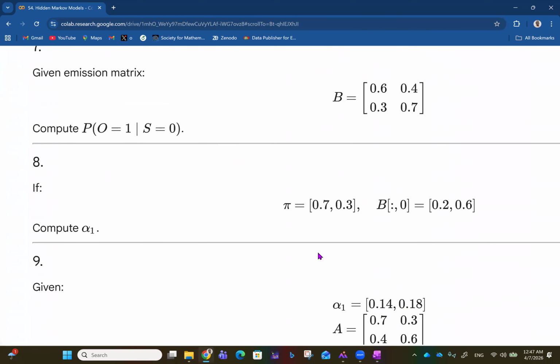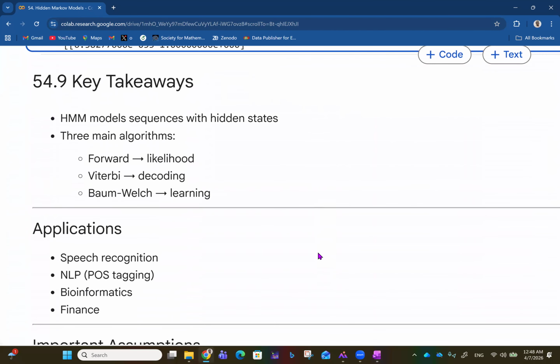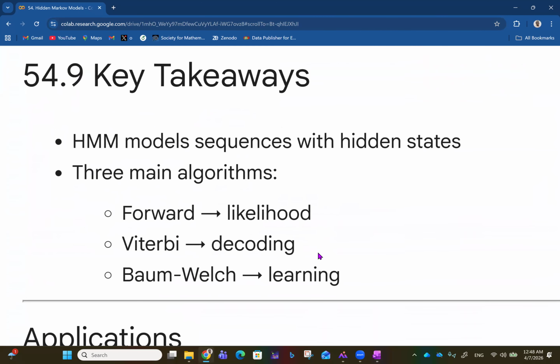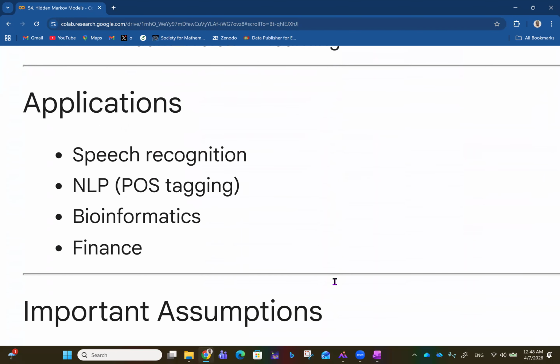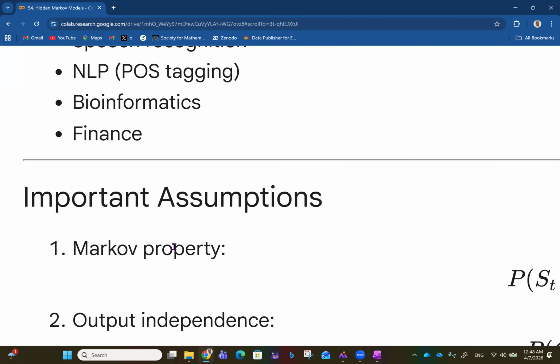So we then go ahead and try to round that off. Here now we have the key takeaways. Hidden Markov models, HMM, model sequences with hidden states, and there are three main algorithms. You have the forward for likelihood, the Viterbi for decoding, and Baum-Welch for learning. And then we have applications in speech recognition, NLP, that's natural language processing, for POS tagging, and we use it in bioinformatics and of course in finance.